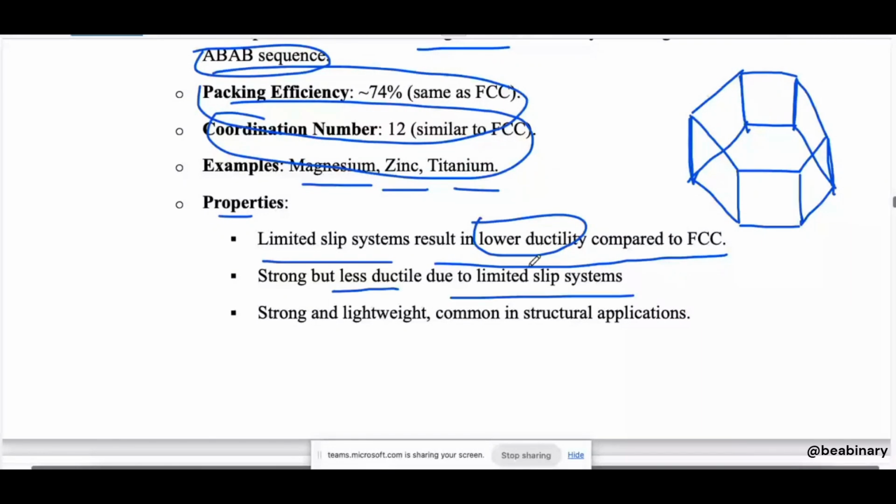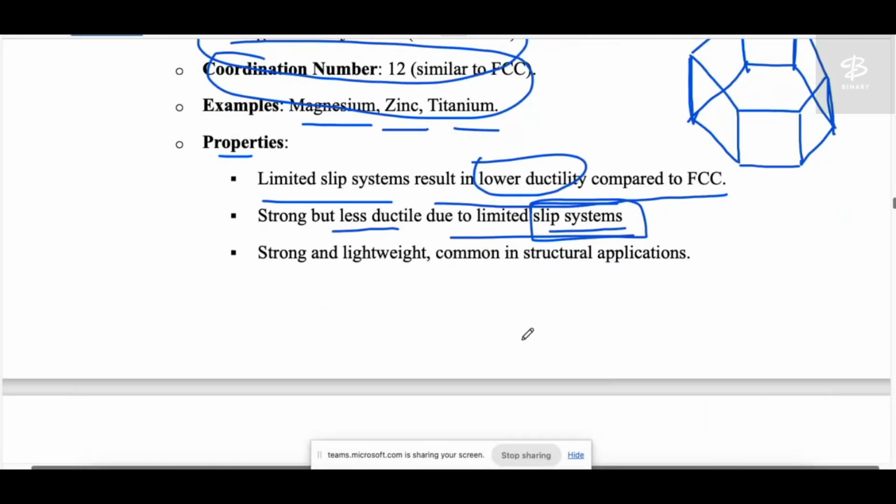The slip system is something which we will define later. Okay, just so you have the idea, what is a slip? Slip means the atoms present at a particular place slip, and whatever structure we are defining, they are not in that position, they have moved somewhere else. Okay, that is known as a slip. How they behave, we will definitely discuss later on. Okay, so don't worry about that. The slip system we will discuss in a broad way in your syllabus. Okay, so strong and lightweight, common in structural application.